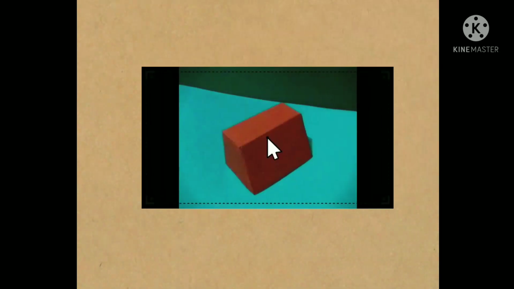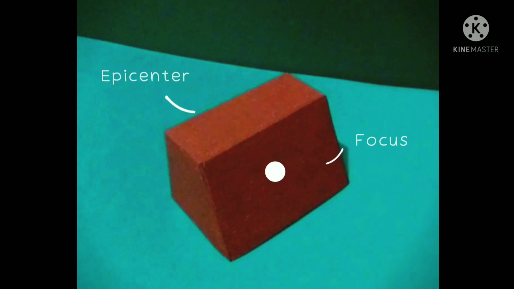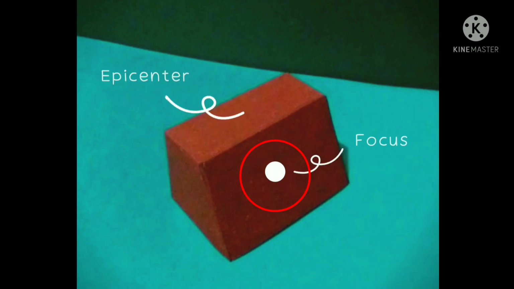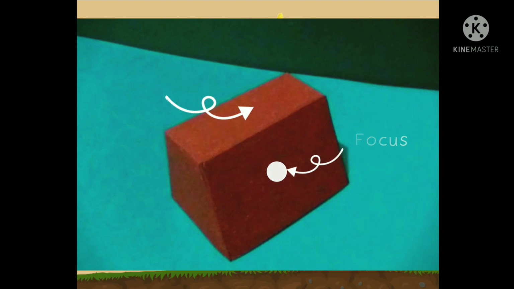When faults move, energy is released called seismic waves. But where is it released? When faults move, energy is released at the focus. It is the place where the fault ruptures. The location right above the focus is called the epicenter.